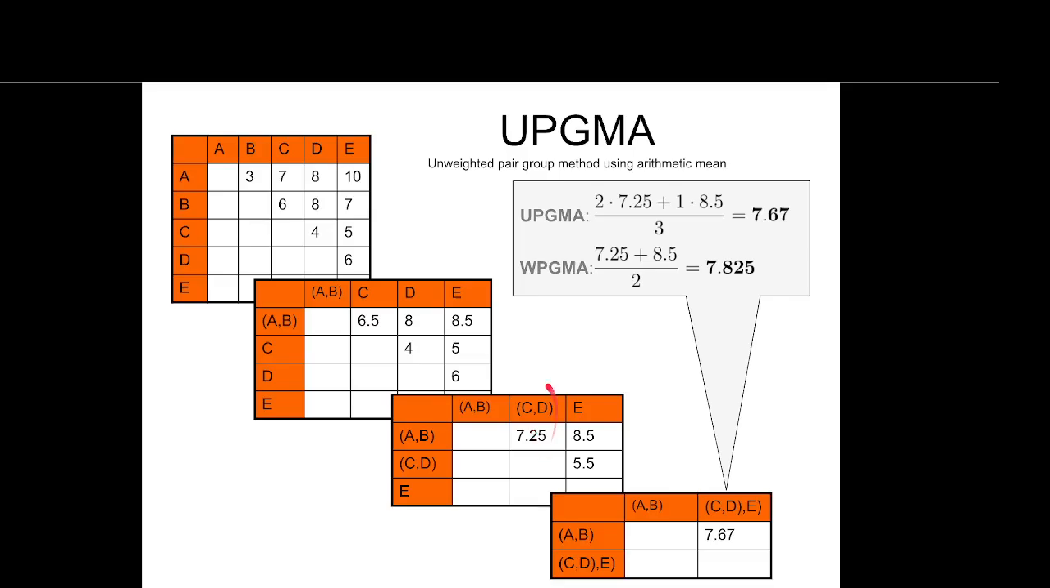So let's quickly see in an example that it really does make a difference. Here, a calculation for one example is taking place, and in the UPGMA case, the distance between AB and CD and E amounts in the end to 7.67. If you did this for WPGMA, it would be 7.825. So again, these are maybe only marginal differences, but in fact, it does make a difference how you apply the linkage method.